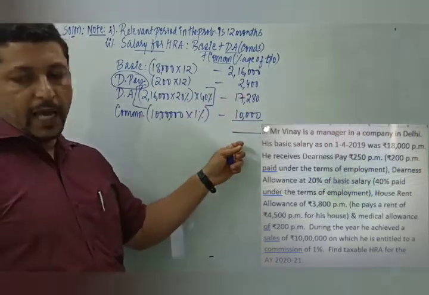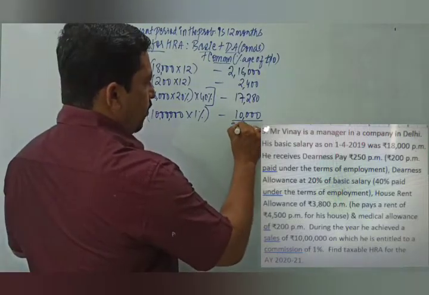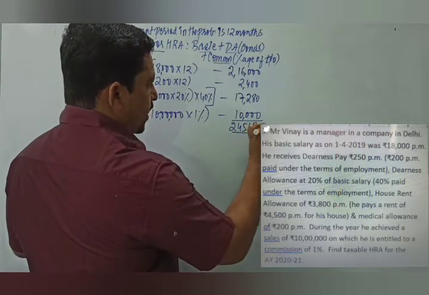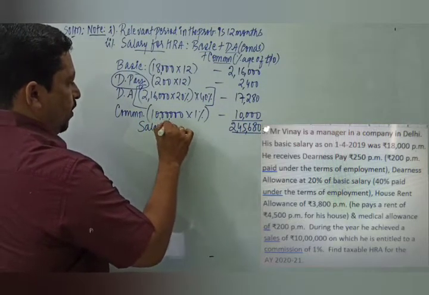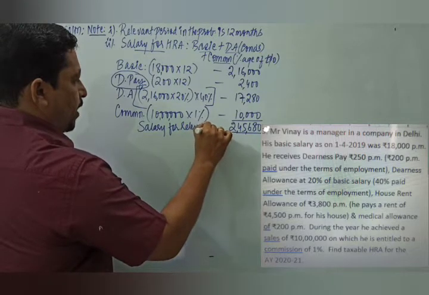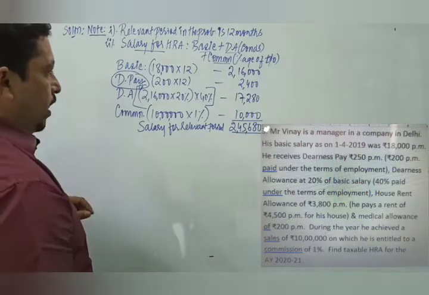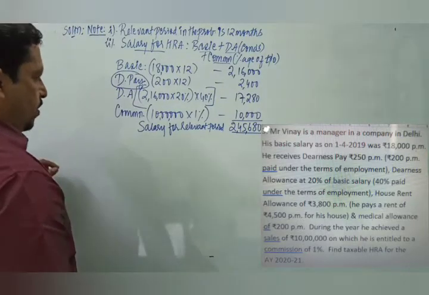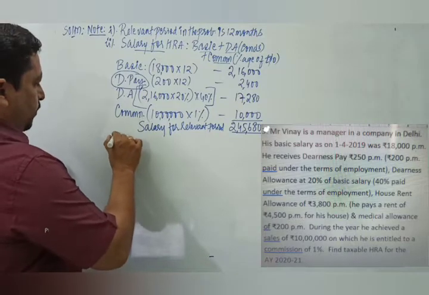So the total salary for the relevant period would work out to 2,45,680. This will be the salary for the relevant period. In this problem, the relevant period is 12 months. So what we will do is, we will do a little calculation.